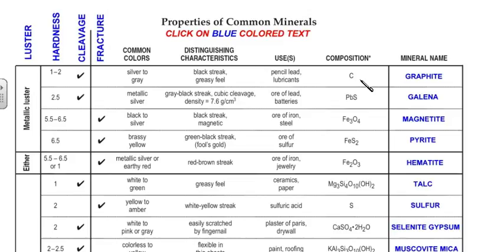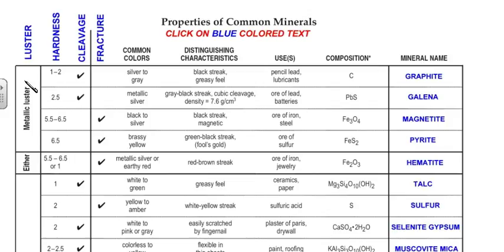Alright, so let's get into some of this stuff. What do we see here? On the very top, we've already talked about the top four here in blue. We've got common colors, distinguishing characteristics, uses, the composition, and the mineral name over here.